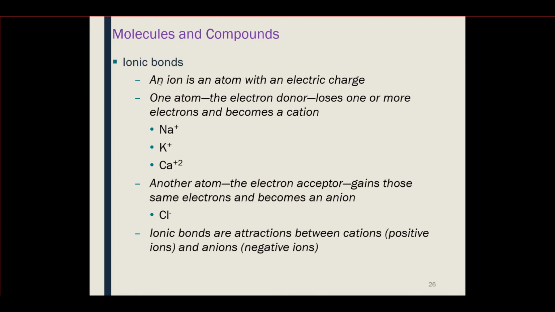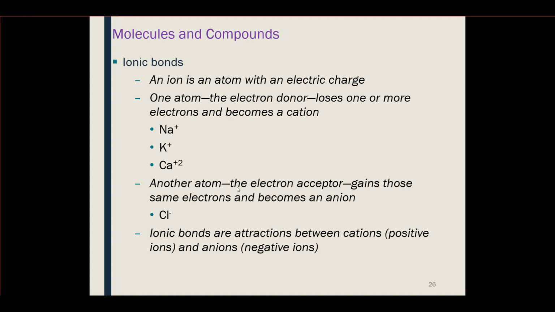All right, so we said before that an ion is an atom with an electrical charge. Again, we're doing ionic bonds. One atom, the electron donor, loses 1 or more electrons. So the examples we just gave on the previous slide were sodium and calcium. Sodium gives up 1 electron and becomes positively charged. Calcium, we saw, gave up 2. I didn't talk about potassium. Potassium is like sodium. It gives up 1 in order to become stable. So this is going to be positively charged. These are going to be positively charged cations.